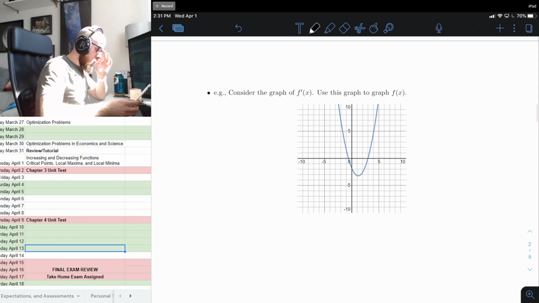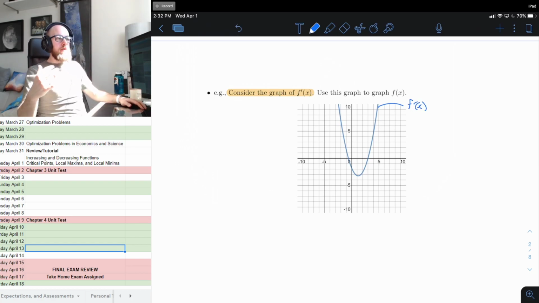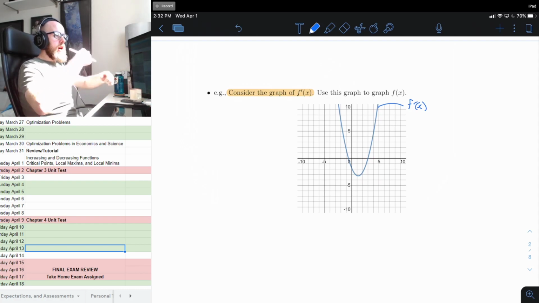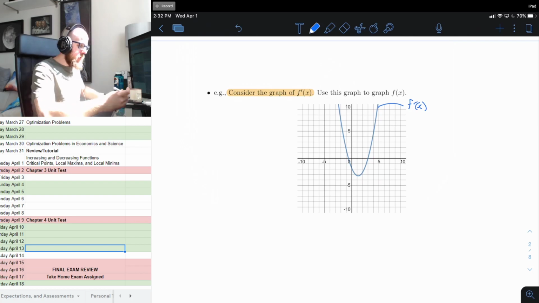Okay, so in this example, we're given this graph, which is the graph of f prime of x. So the blue graph here is f prime of x. And what we have to do is go backwards. We have to use the knowledge that we have about the derivative and unwind that to figure out what the original function would have looked like before we had taken the derivative.